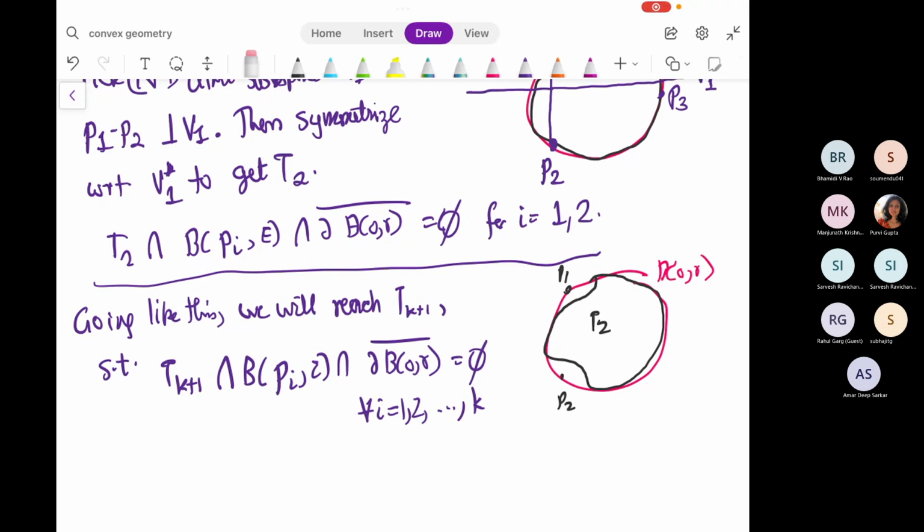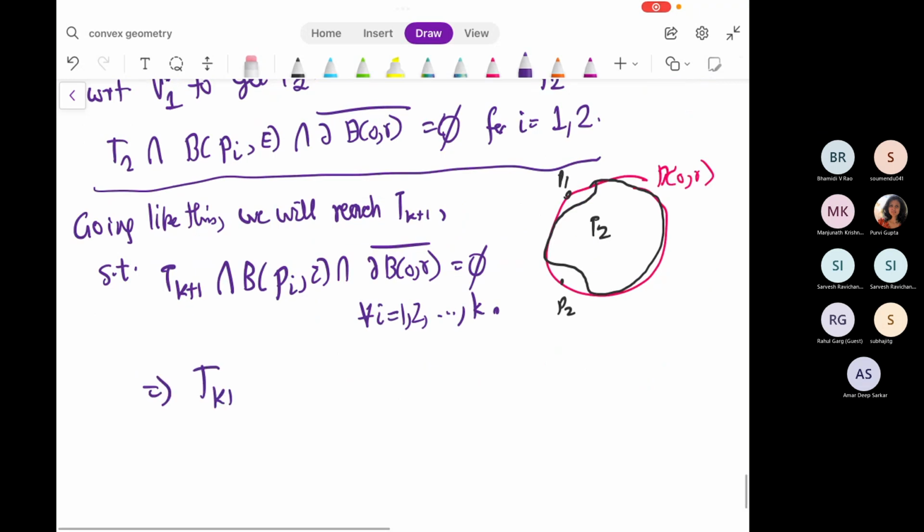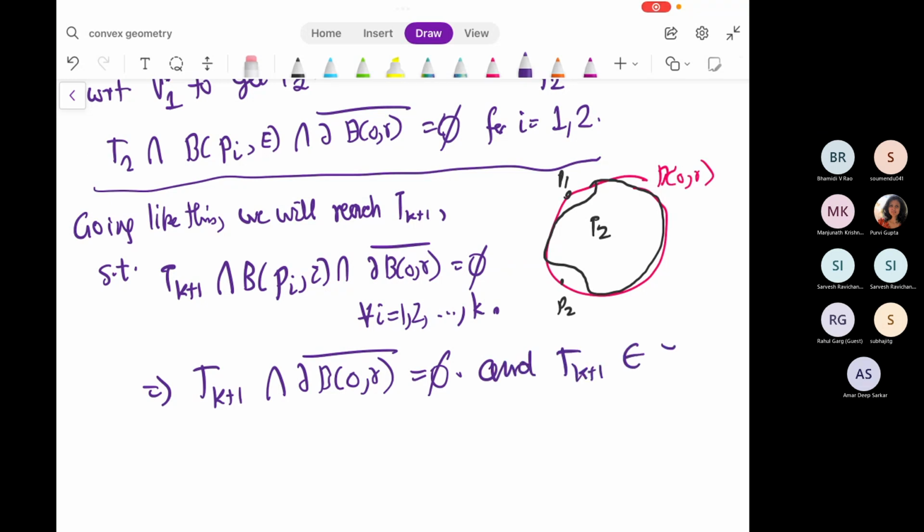However, because of the union containment relation that we wrote earlier, this is the same as saying that Tk plus 1 intersection the boundary of this ball is empty. And unfortunately, the way we have chosen our set, it's closed under symmetrization. And Tk plus 1 belongs in C. And therefore, Tk plus 1 is contained in a ball of radius s where s is less than r. And that's a contradiction, because by definition, we have chosen r to be the minimal such point.